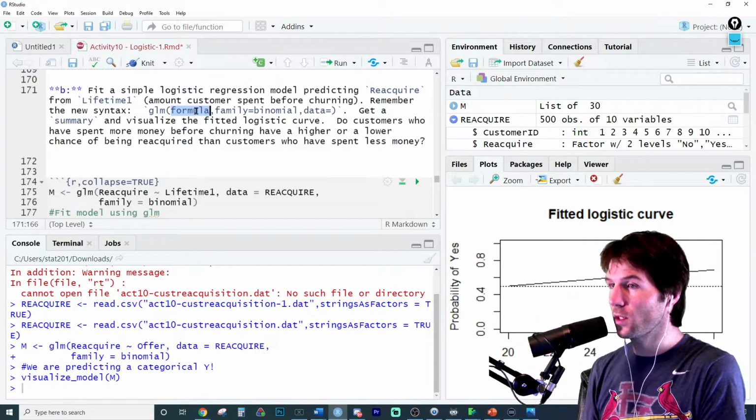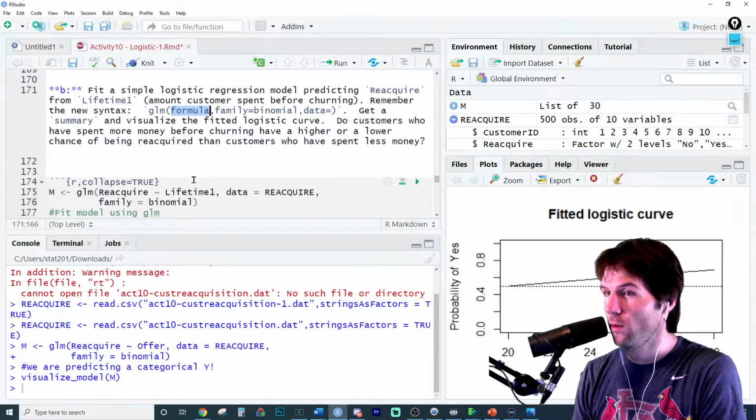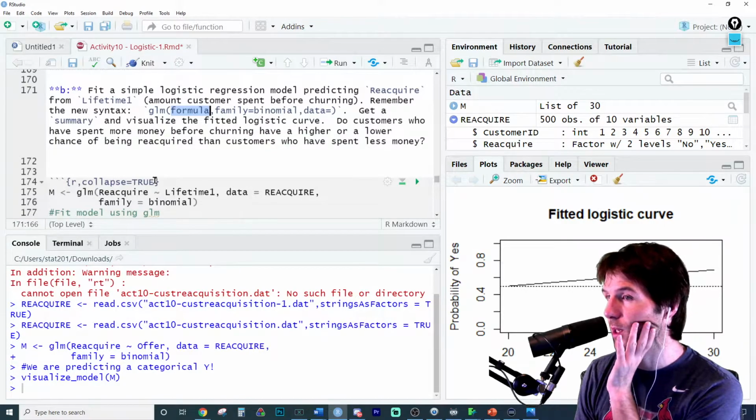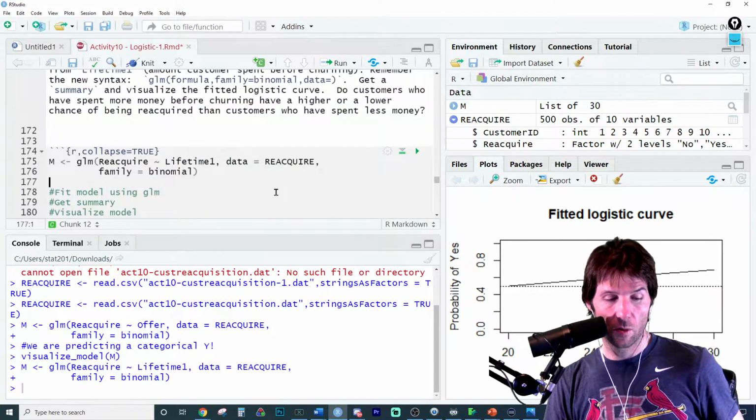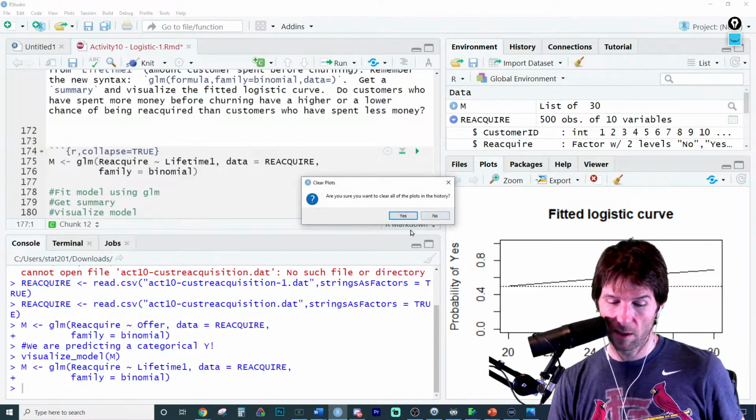Get a summary and visualize it. Do customers who have spent more money before churning have a higher or lower chance of being reacquired? So this is how much money they spent for the lifetime. So we can visualize this to get the answer. It's not the model we're currently using.